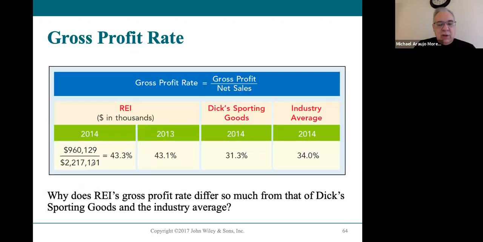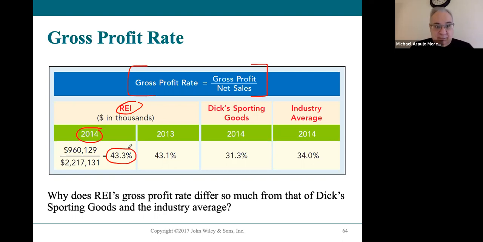So how does it work? Well, it's a very simple ratio, as you see here. It's simply your gross profit divided by your net sales. Both of these numbers come from that multi-step income statement or an income statement. You could calculate gross profit, right? Because it's simply the net sales minus cost of goods sold. That's your gross profit. So for REI, we're going to focus on 2014 numbers here. They had a gross profit of $960 million on $2.2 billion in sales. That means they had a 43% gross profit.